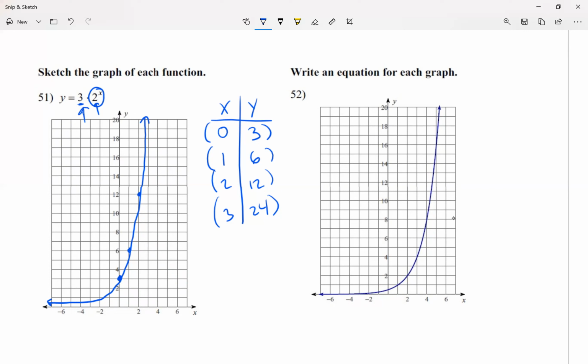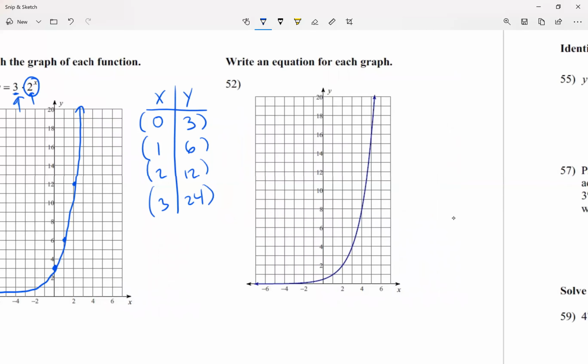Now, question number 52 is going to go backwards. I'm giving you guys the graph, and I want you to give me the equation. Notice on 51, the equation is y equals 3 times 2 to the x. So I want the equation from this graph. Okay, so I need to get values. First of all, I'm going to think of the formula. The formula I'm going to be using is y is equal to a times b to the x. And I need to get points.